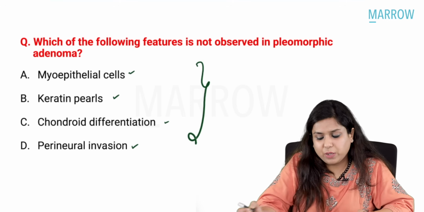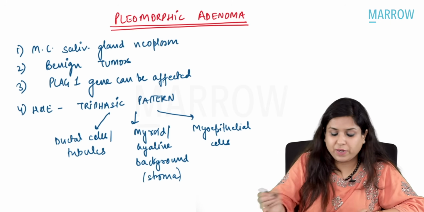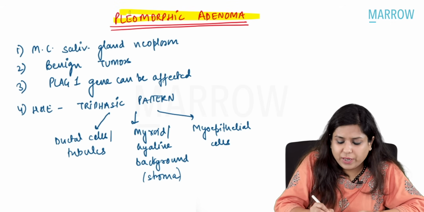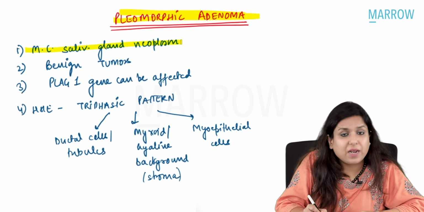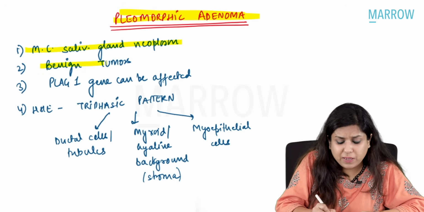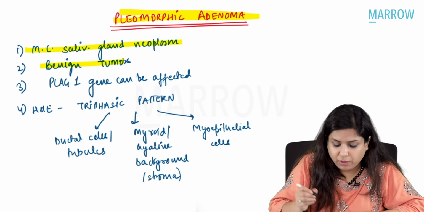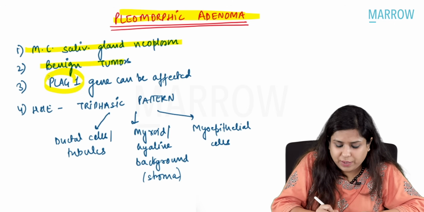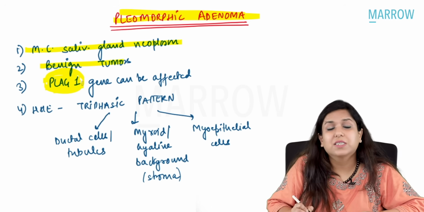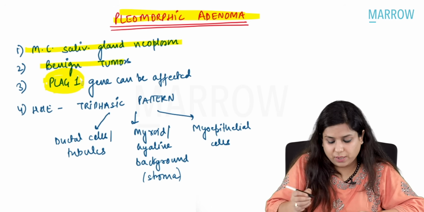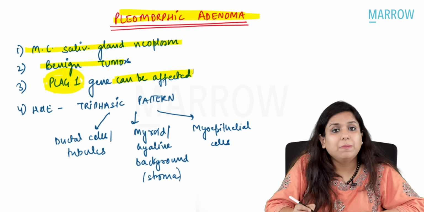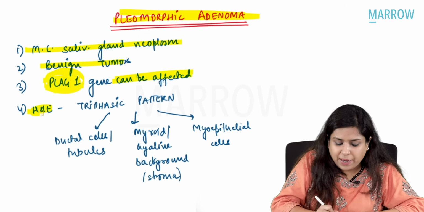First of all, let me tell you some important points about pleomorphic adenoma. You all know it is one of the most common salivary gland neoplasms. It is usually a benign tumor. And which gene is usually implicated, students? The PLAG1 gene can be affected. What is the name? PLAG1, right?